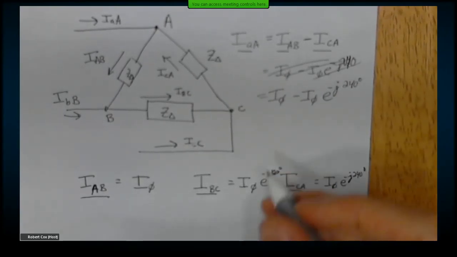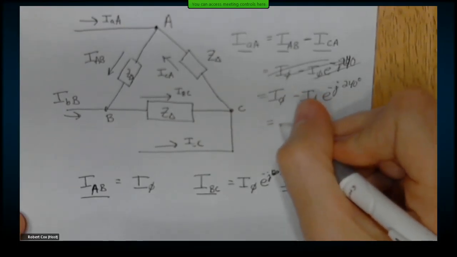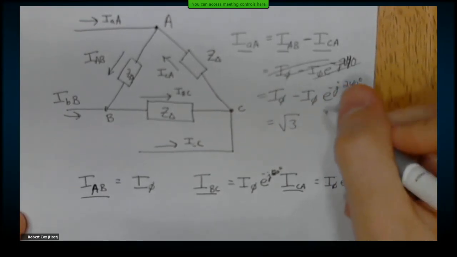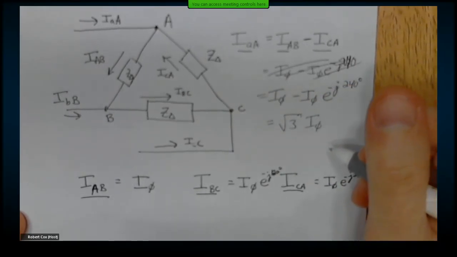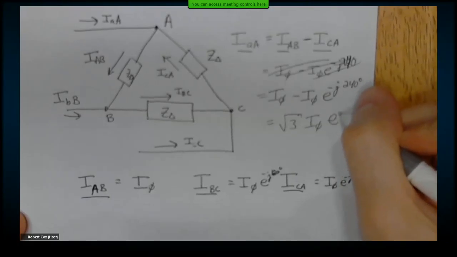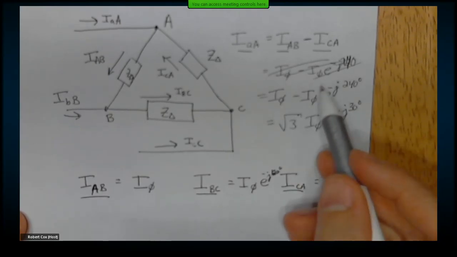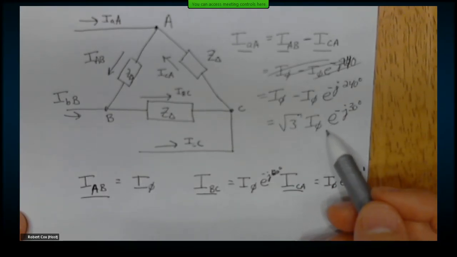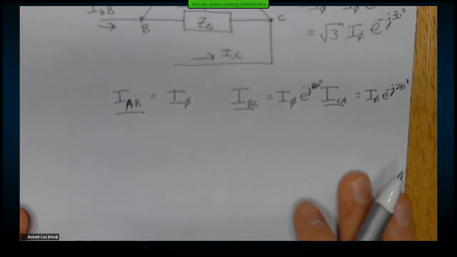If I go through and do that calculation, it's not hard to do. What am I going to find? This becomes square root of 3 times I phi, times e to the minus j 30 degrees. I could put this all in rectangular coordinates and then go from rectangular into polar.